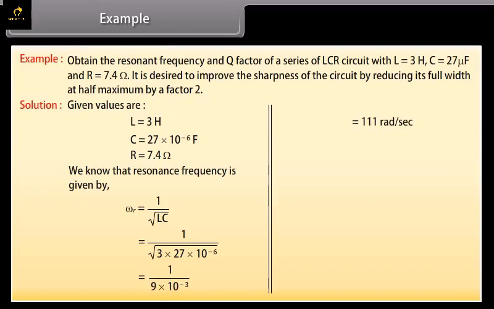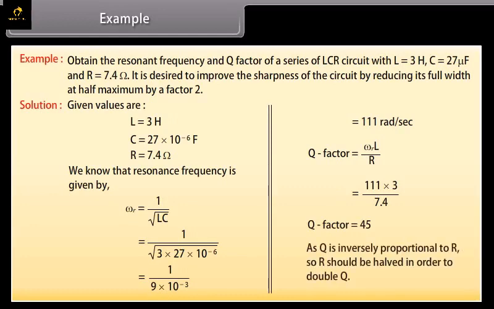Q factor is equal to omega naught L upon R. Now putting the values, we get Q factor equals 45. As Q is inversely proportional to R, so R should be halved in order to double Q.